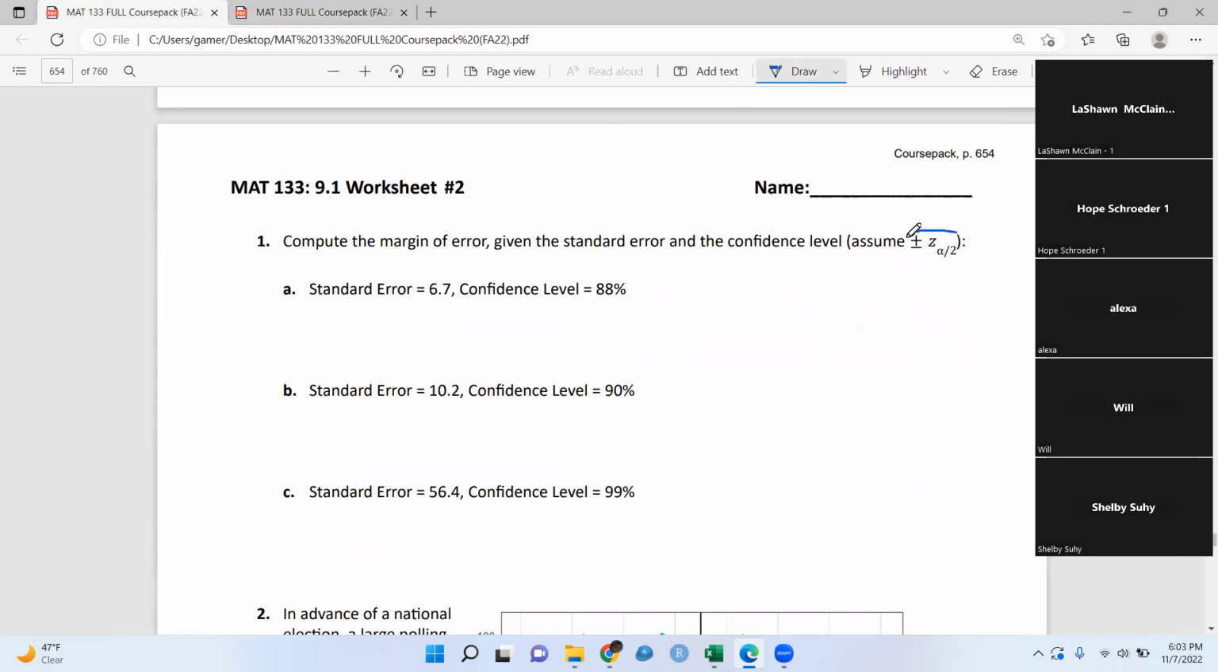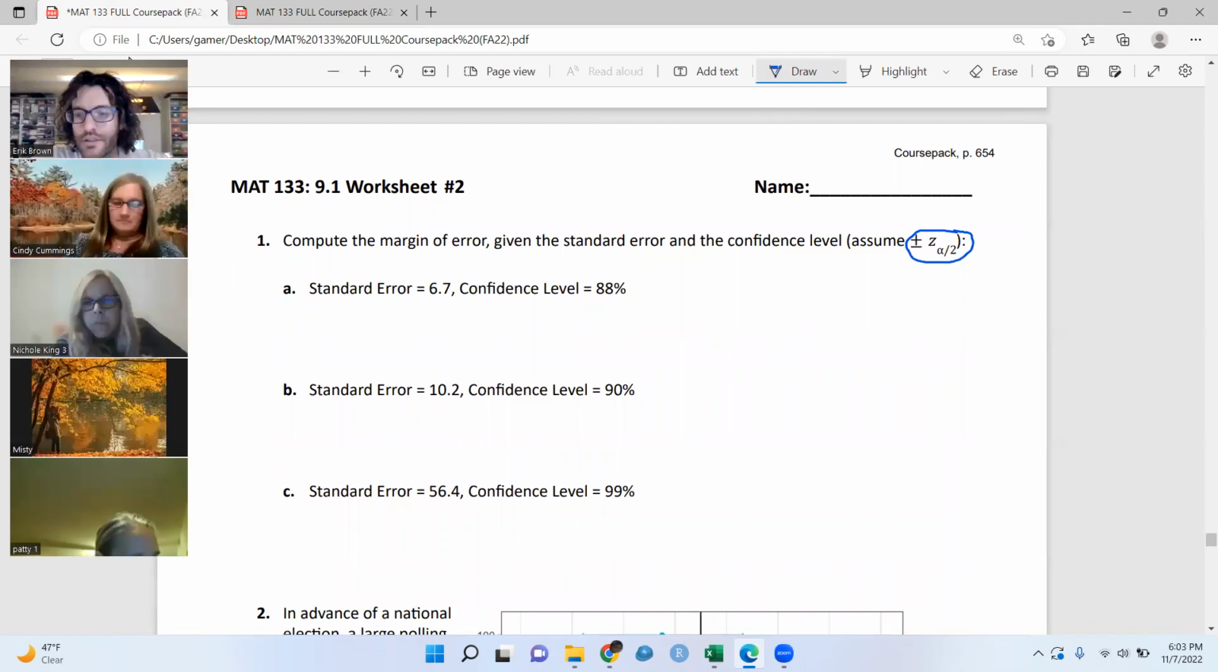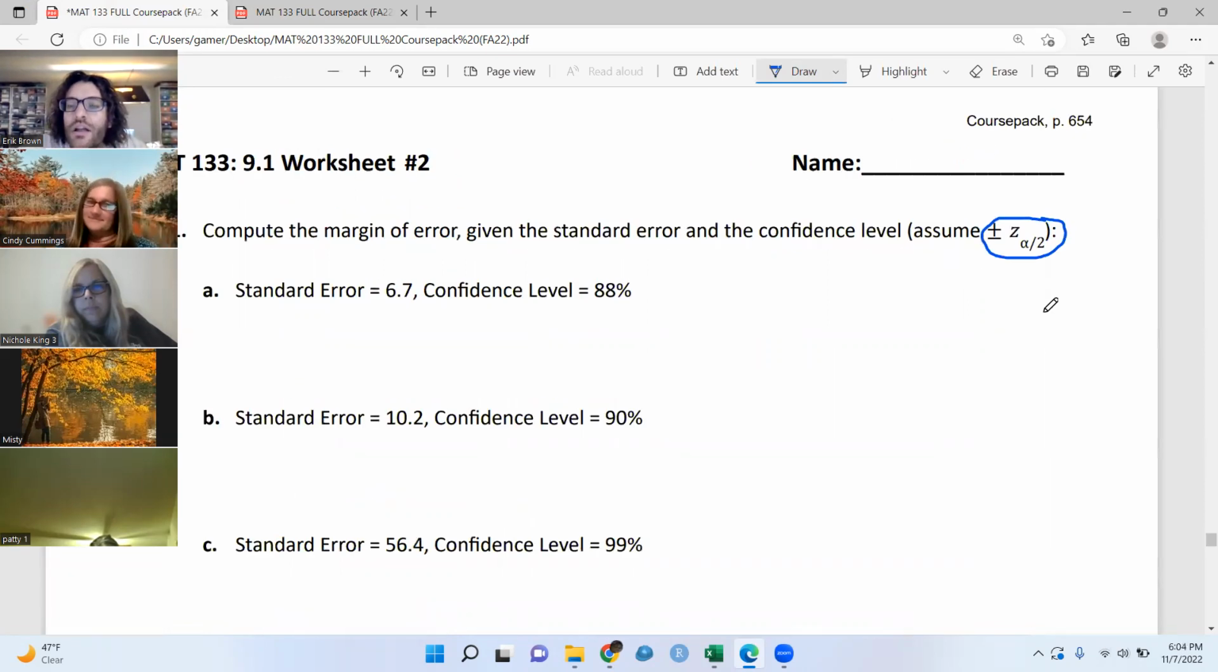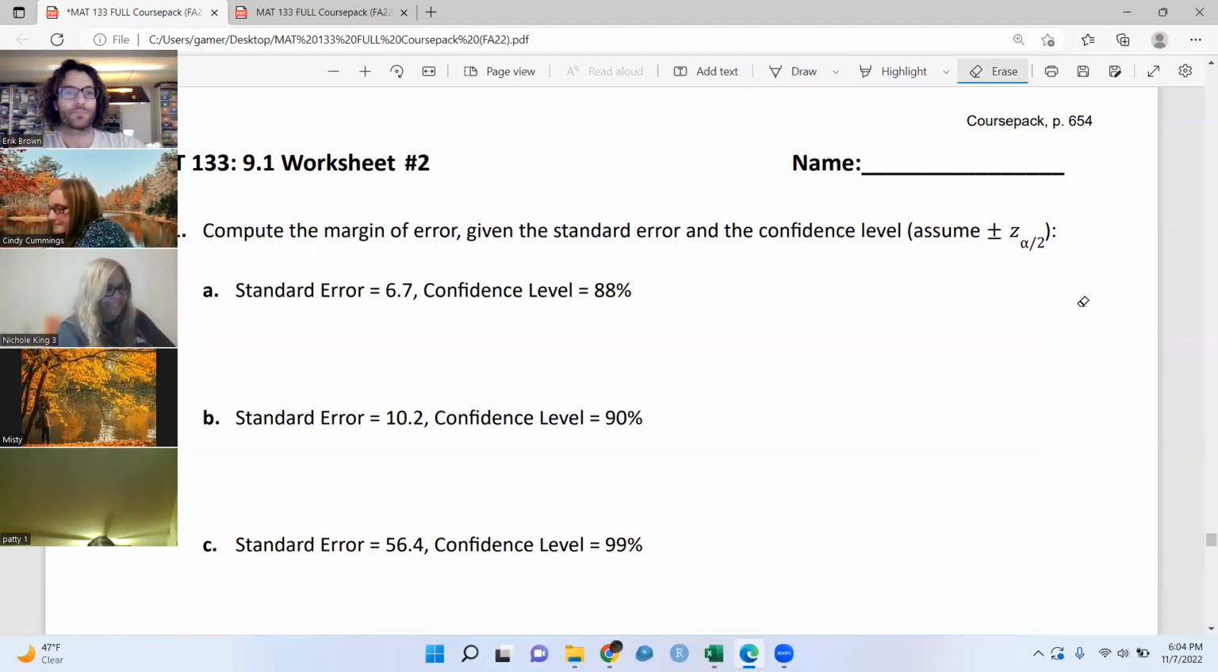Does anyone know what this thing is? Should I zoom in a little? I'll read it. It's plus or minus z subscript alpha divided by 2. Anyone know what that is? Or anything about it? And it's totally fine if it's completely foreign. It isn't. Hint, it isn't. You've seen it in 2 places.